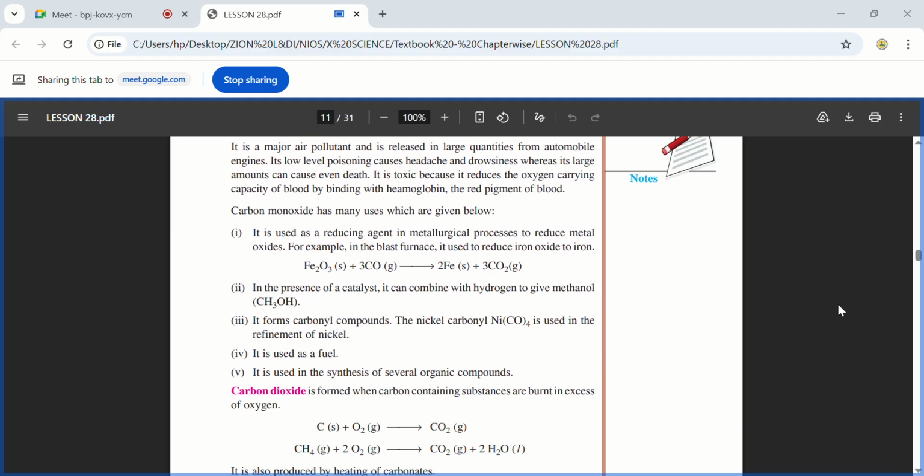Now let us look at the uses. First, underline, it is used as a reducing agent in the metallurgical process. So basically here, Fe2O3 plus carbon monoxide gives Fe plus CO2. So they are releasing the carbon dioxide here. And in the presence of some catalyst, it combines with hydrogen to give what?